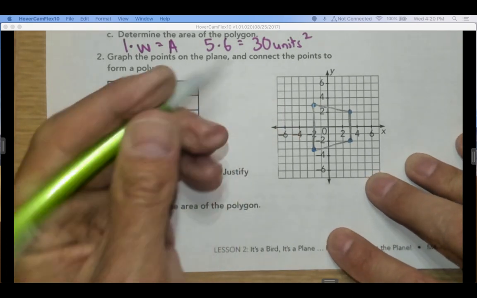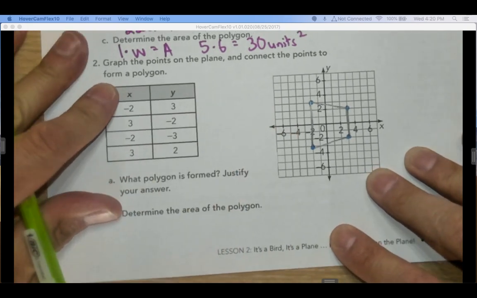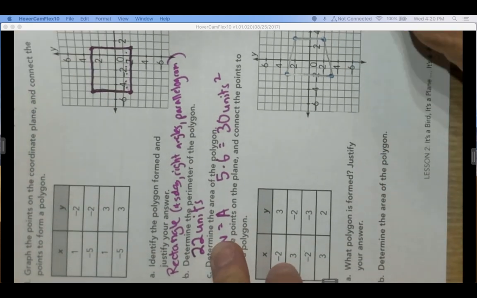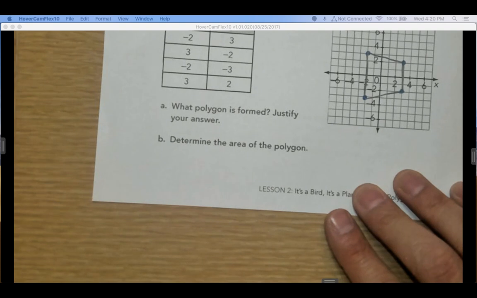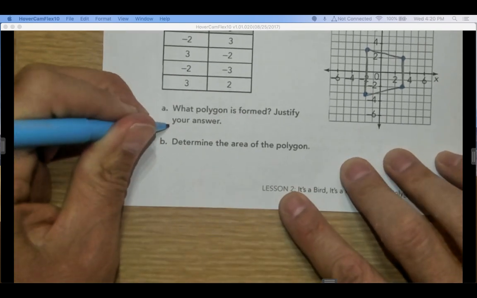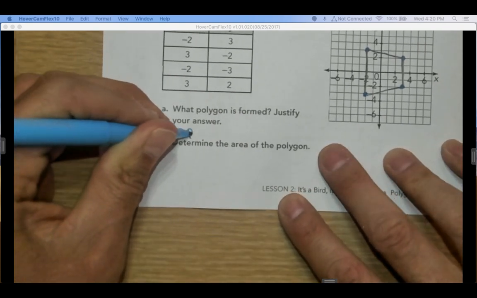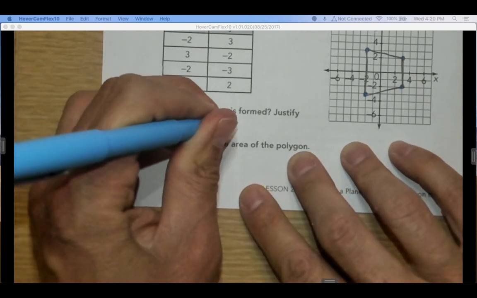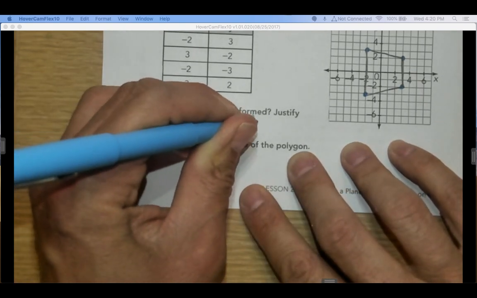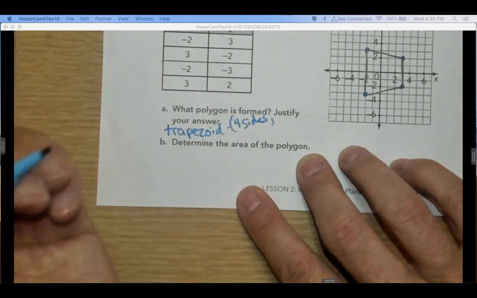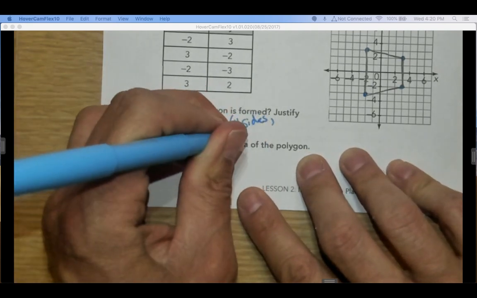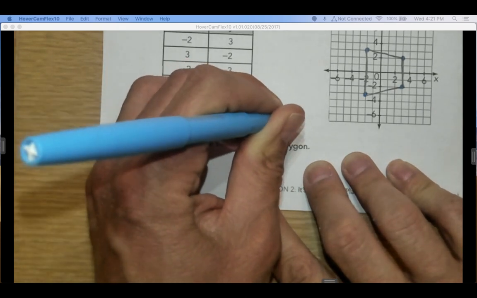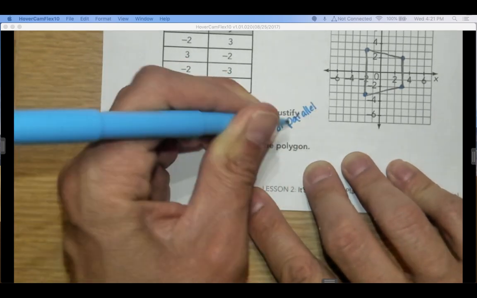And if I look at this, and actually maybe I need to turn it around, I see that if I turn it that way, it is an isosceles trapezoid, or it is a trapezoid if I'm remembering how to spell it. And so it has 4 sides, and it has at least one pair of parallel lines.